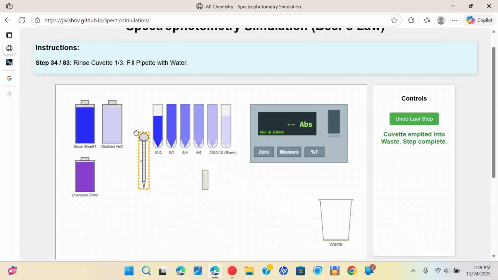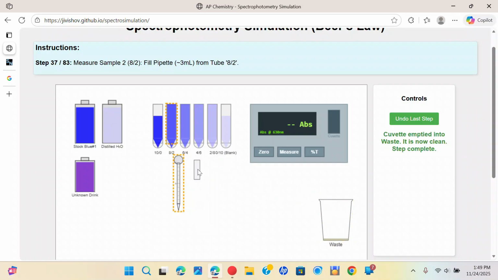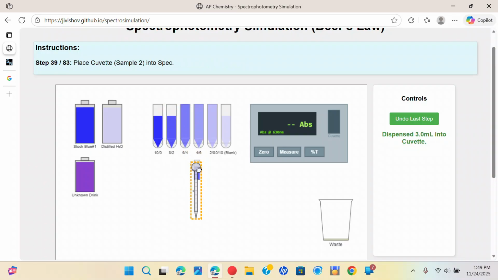Now fill the pipette with water. You see why we need to rinse it? We can't have the water mixing with the next solution that we're gonna put in. Need it to be the exact representation of what we're putting in. It should not be diluted by the water.